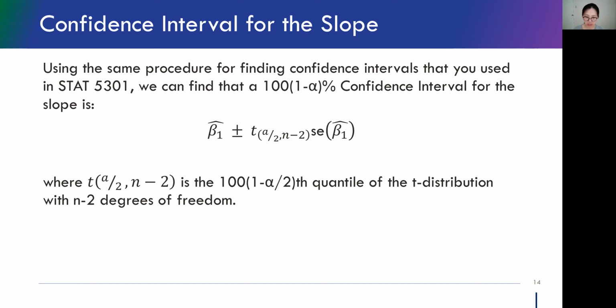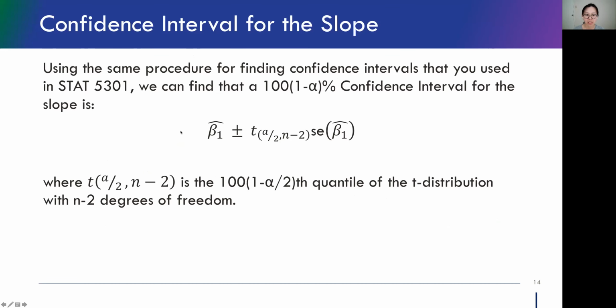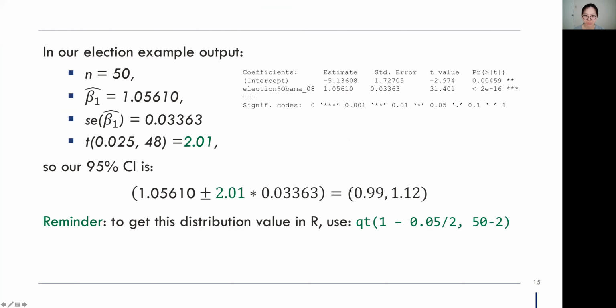Well, I think the best way is just to show you an example: how do you really calculate this interval with this formula? I will specify how to find each of these quantities. Still, we're going to use the election example, and we know there are 50 states in that data set. So n, the data size, is 50. We need this n because n-2 is the degrees of freedom, so this is 48.